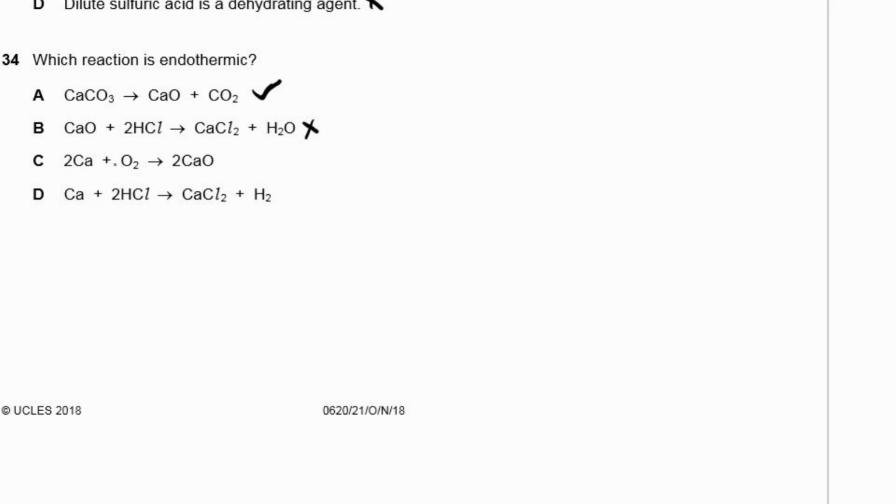All right, calcium plus oxygen produces calcium oxide. Well, that actually releases energy when bonds are formed. So this is not endothermic, that'd be exothermic. And calcium plus hydrochloric acid produces calcium chloride plus hydrogen. No, that's also not an endothermic reaction. The answer is A. Remember, it takes energy to break bonds, and it produces energy when you make bonds.